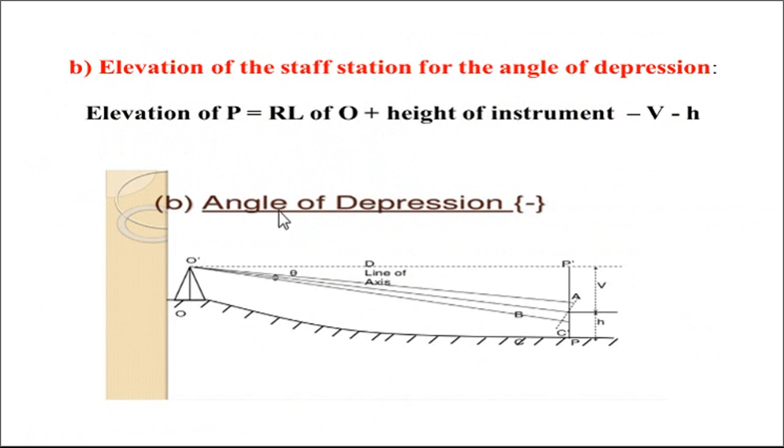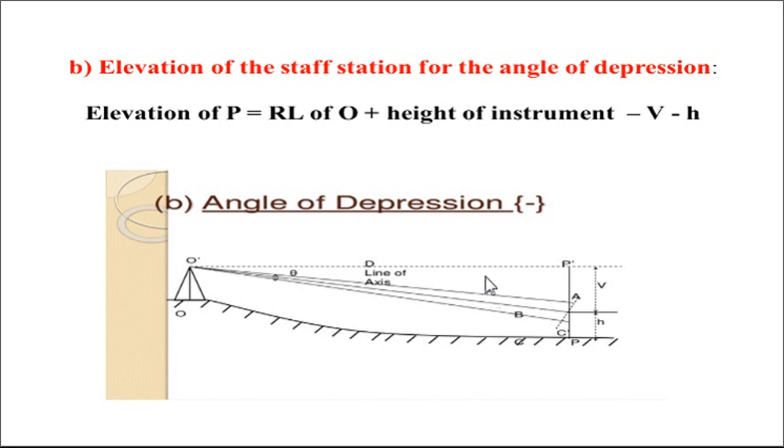Next one, elevation of staff station for angle of depression, meaning when the line of sight is depressed or inclined downward. In this case, when the line of sight is inclined downward, the distance between the central hair and the horizontal line of sight is V, and the distance between the central hair and the bottom of the staff is H, or this we can denote as R as in the previous figure.